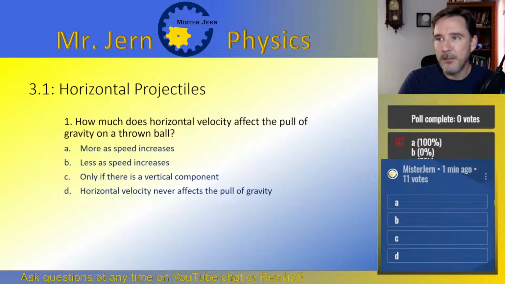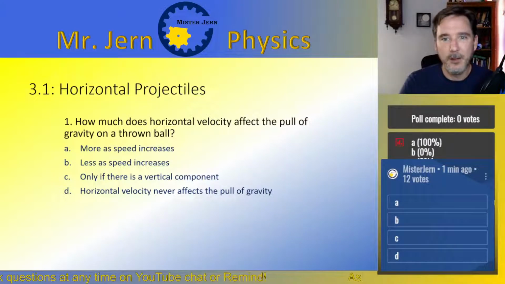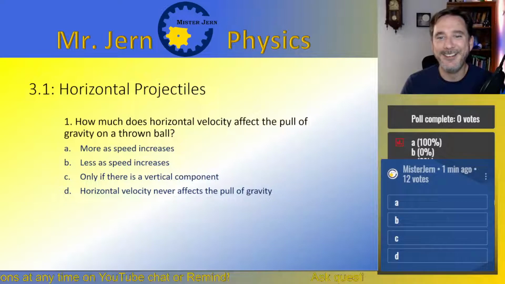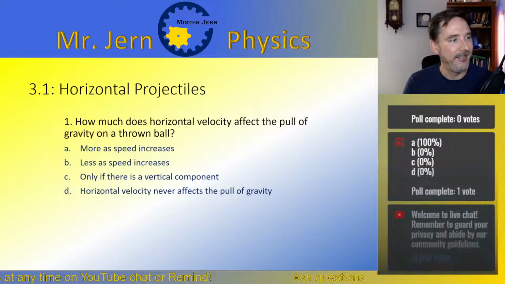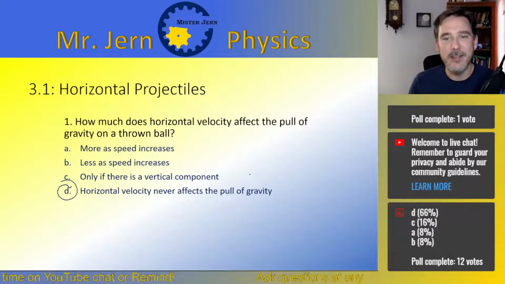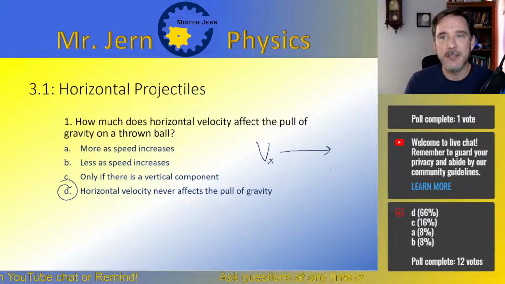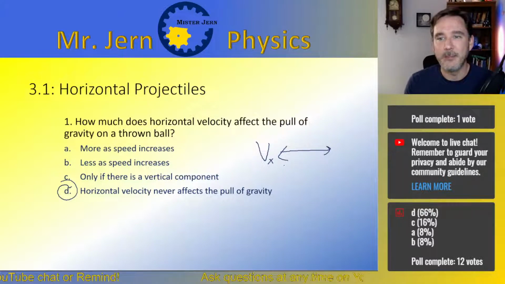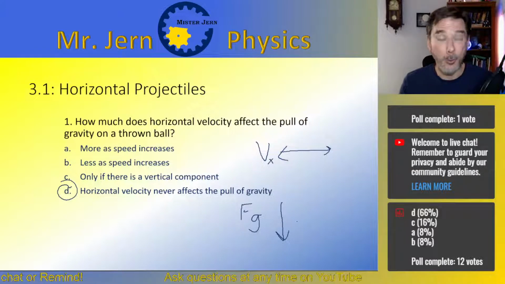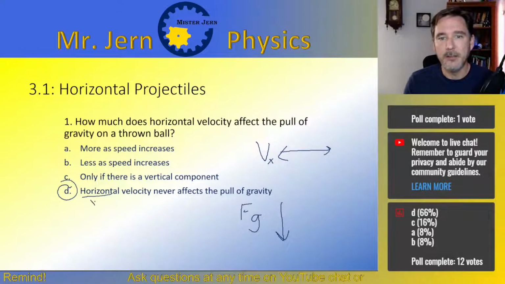All right, let's see how we did. End the poll. The answer, with 12 votes and a long delay, according to everybody, is D. So that is actually correct. Horizontal velocity never affects the pull of gravity. Horizontal velocity is Vx. That is velocity to the side. It doesn't say left or right, so that's supposed to be an arrow to the left or the right. The force of gravity pulls straight down, and so that doesn't affect how much it goes from side to side. So horizontal is the x's.